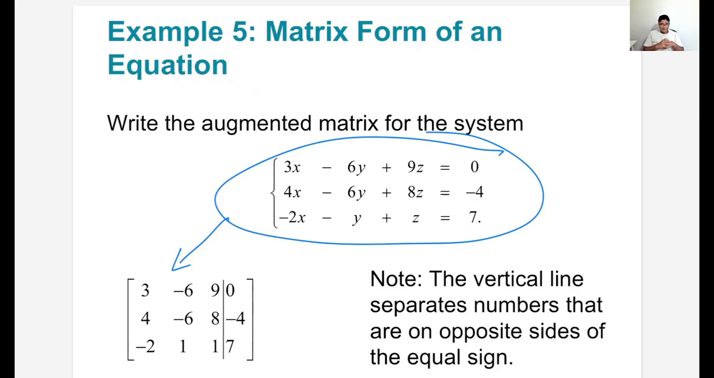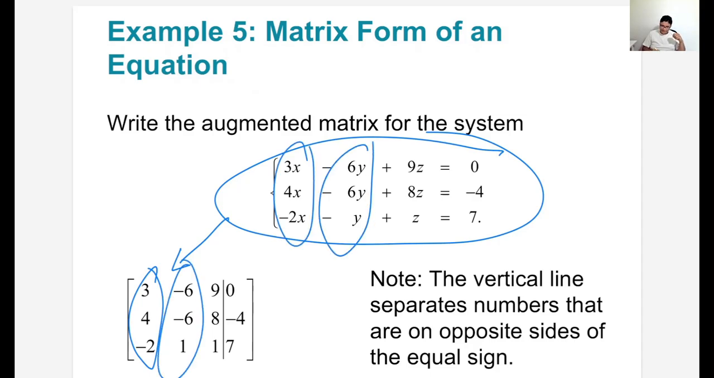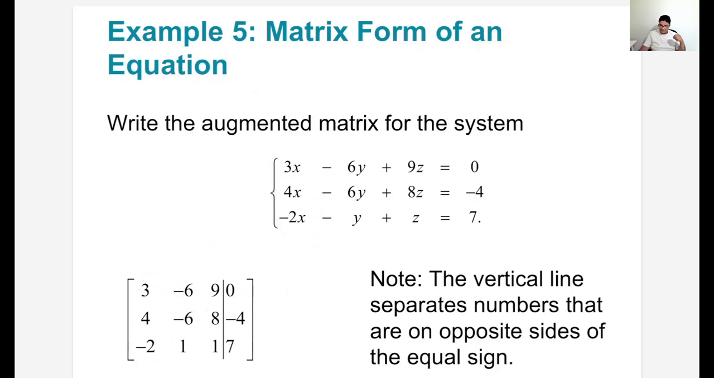Okay, and for the first example here, a simple example, they have shown every variable x. Every equation has every variable, so it's very easy to see. These are the coefficients of x, these are the coefficients of y, and so on, right? And every row represents an equation. The vertical line separates the numbers that are on opposite sides of the equal sign. So this line is the augmenting line.